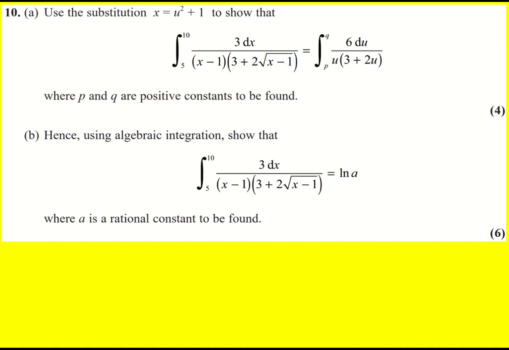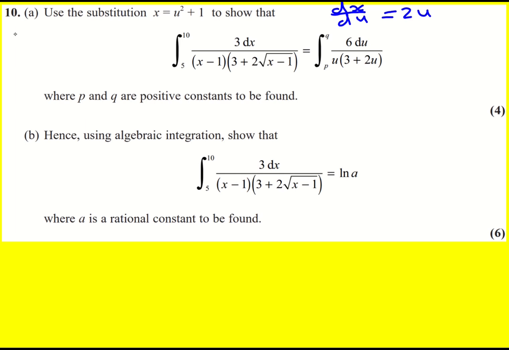This first question is about integration using substitution, and we're given the substitution x equals u squared plus 1. So there's two things we've got to do: change the limits and work out dx by du so that we can transform this integral from integrating with respect to x to u. So dx by du will equal 2u.